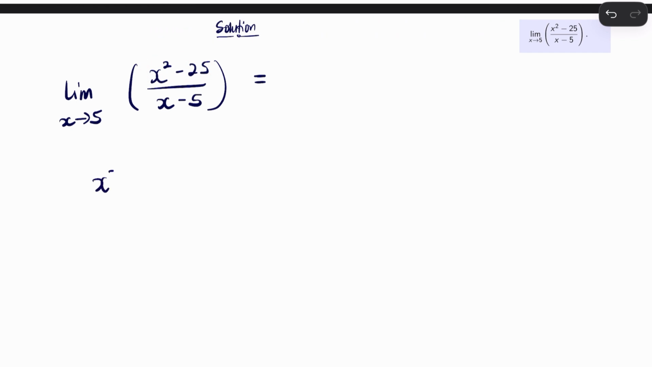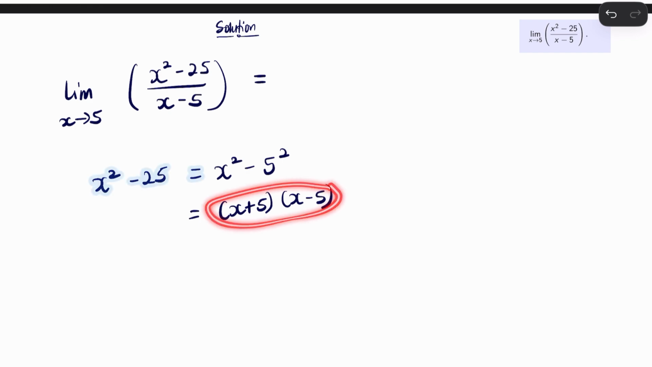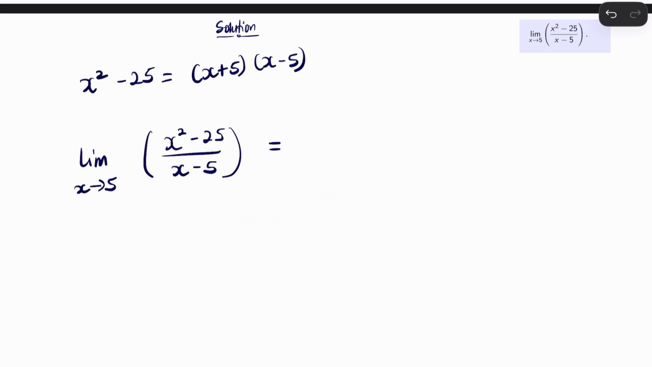So here we have x squared minus 25. And this is a difference of squares, right? Because we can rewrite 25 as 5 squared. So we are going to have x plus 5 and then x minus 5. So we are going to substitute this in place of x squared minus 25. Thus our limit becomes the limit as x approaches 5 of x plus 5 times x minus 5, all divided by x minus 5.